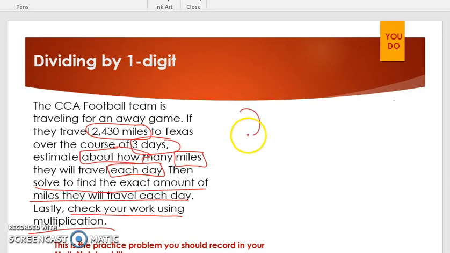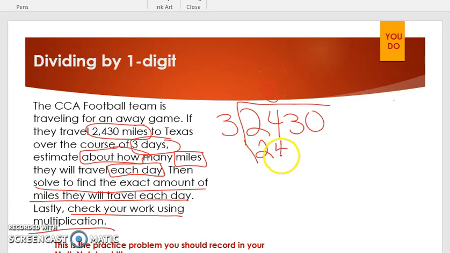So we know we have 2,430 miles divided by 3 days. And we're going to first ask ourselves, how many times does 3 go into 24? Because we know 3 cannot go into 2. So 3 goes into 24 8 times. 3 times 8 is 24. We're going to bring down our 3, and we're going to subtract. 24 minus 24 is 0. And then 3 minus 0 is 3. 3 goes into 3 1 time.